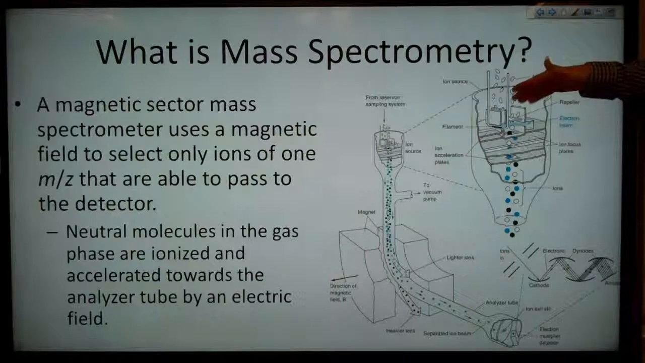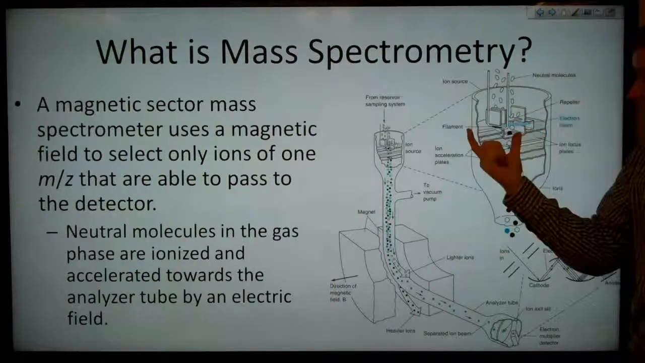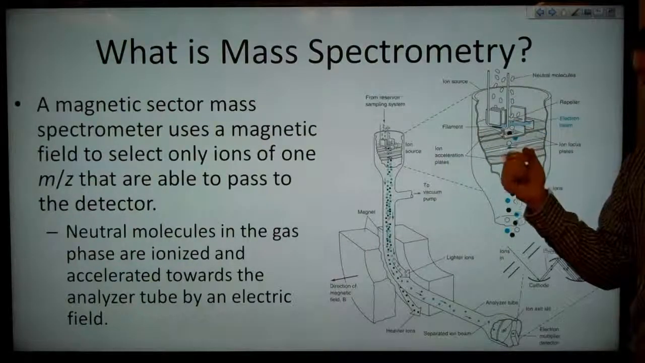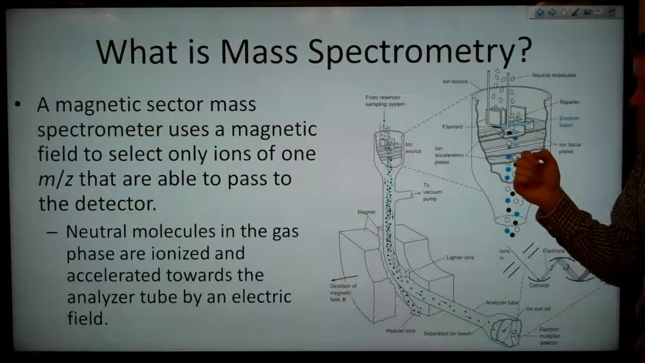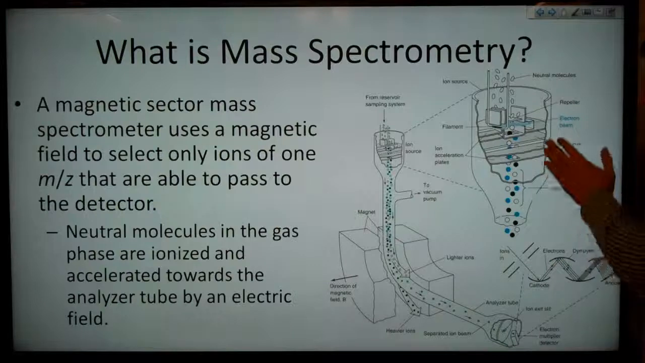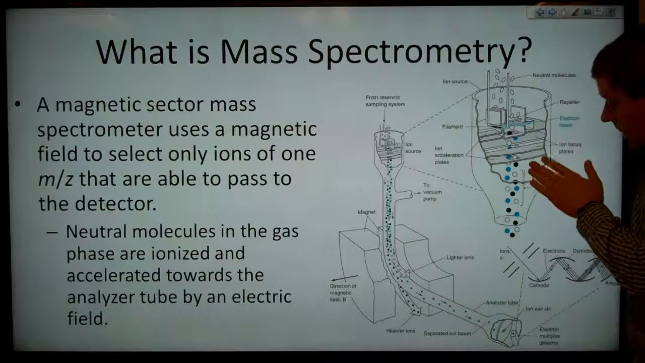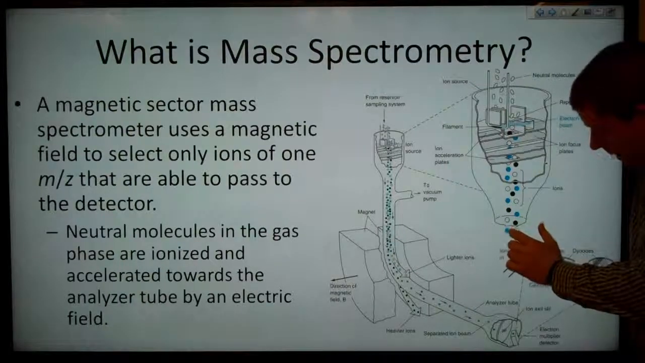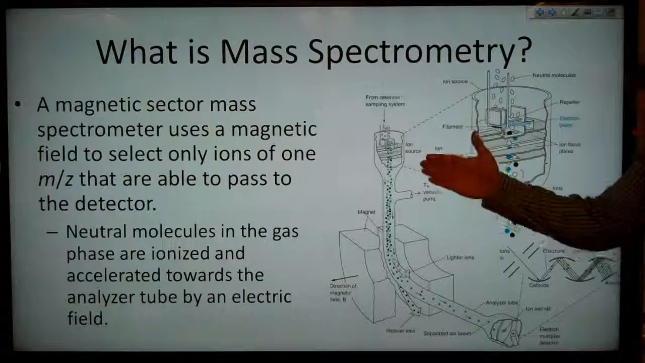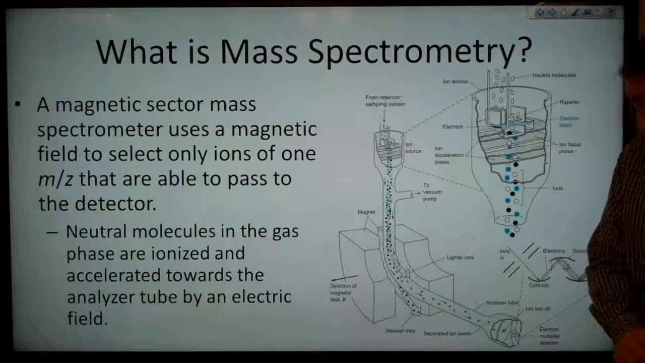So we've got our neutral molecules coming in. We've got a filament here that emits some electrons. Those electrons are used to ionize our molecules into ions. Those ions are then accelerated through some ion acceleration plates. They pass through some ion focus plates, and then they come out of our source. They travel down our drift tube here.